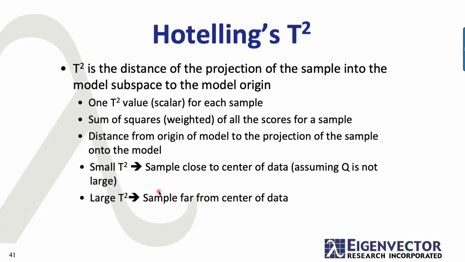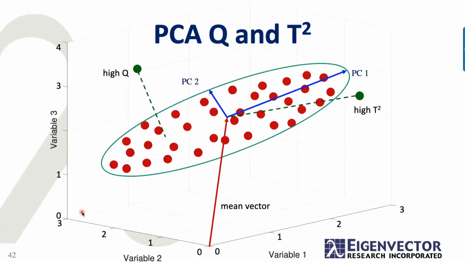So a small T-squared means that sample is close to the center of the data. That's assuming it didn't have a large Q value. And a large T-squared means that sample is far from the center of the data. So that's easier to describe really with a picture.